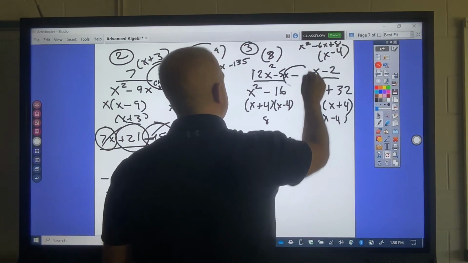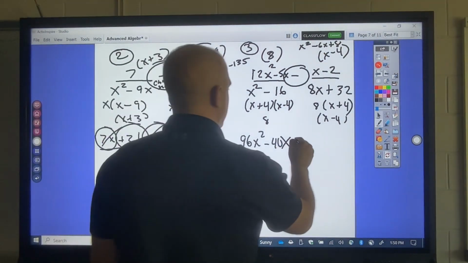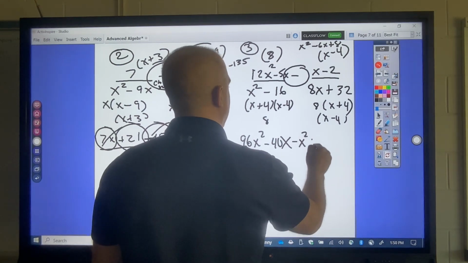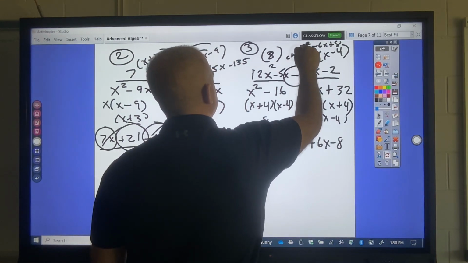Now, what this says is, change all those signs. So I got negative x squared, positive 6x, minus x. So I want to change the signs of these.